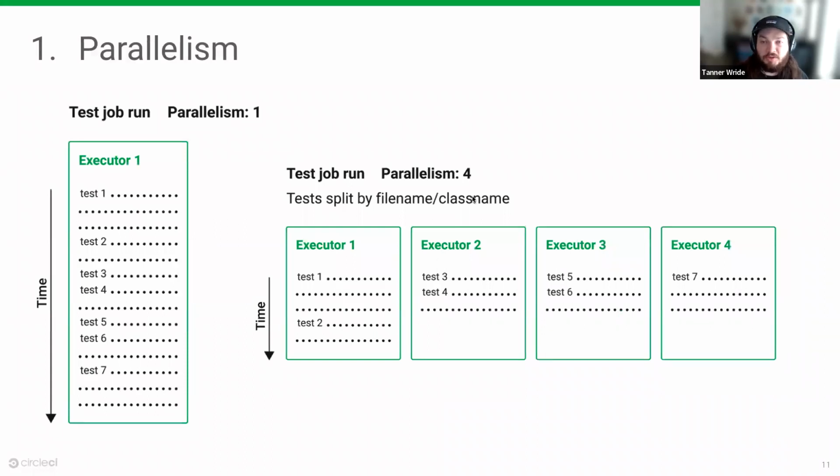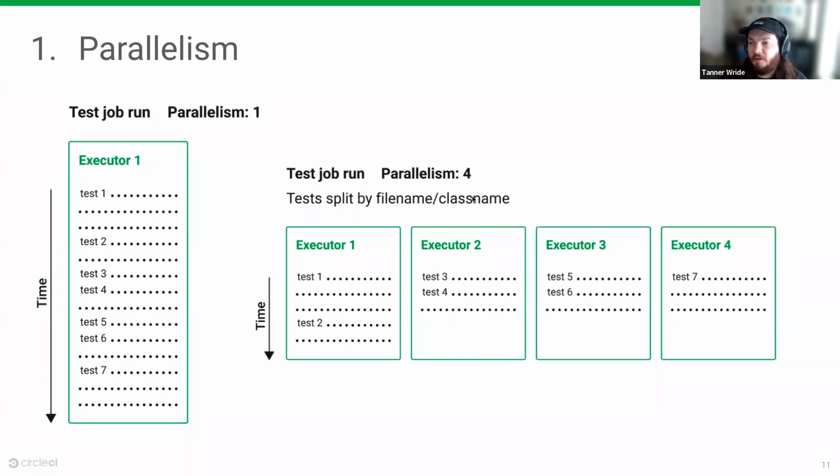To help illustrate this principle just a little bit more, I've got this graphic here on the screen. On the left is an example of a job with 7 tests with no parallelism configured. Or in other words, there's a parallelism level of 1, like you can see there. So there's only 1 machine running all 7 of the tests. And that's going to take a lot of time to run through all of these since it's just 1 node doing all of the hard work.